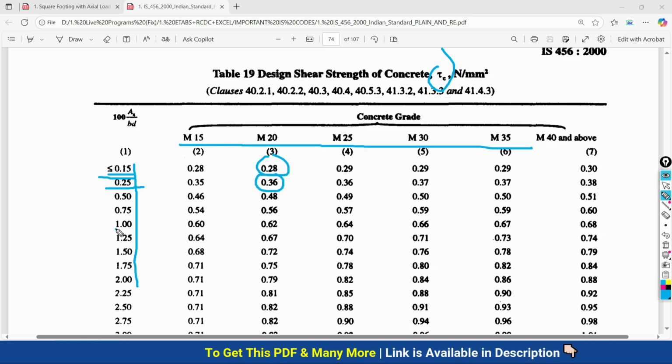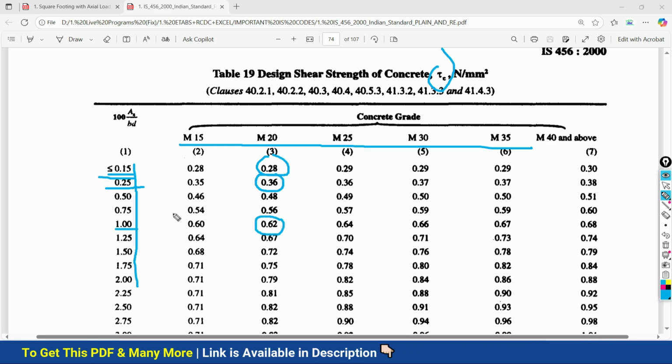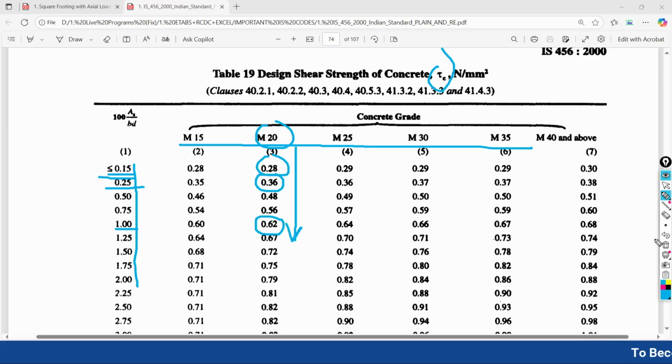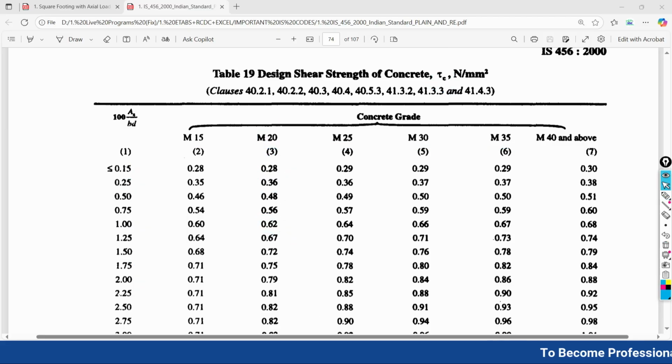If your percentage of reinforcement is 1%, you have to consider 0.62. So based on what percentage is there, accordingly you have to consider the tau c value by looking at the grade of concrete. Our grade of concrete is M20, so we have to look at this column. And what is the percentage of the reinforcement we have provided?